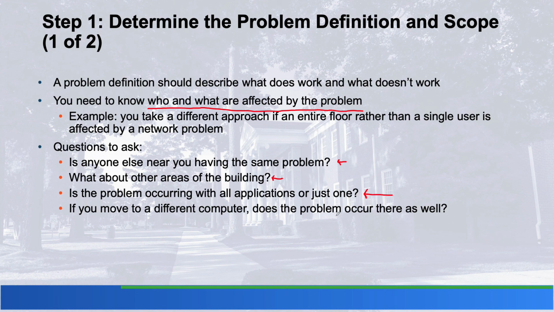If you move to a different computer, does the problem occur there as well? So maybe you have them log on with their account at another computer to see if it's their account. So what we're doing is we're taking different pieces and swapping them out. The computer, the application, the person. We're swapping out different things that are in our problem to figure out which one has an effect on whether the problem gets fixed or not.